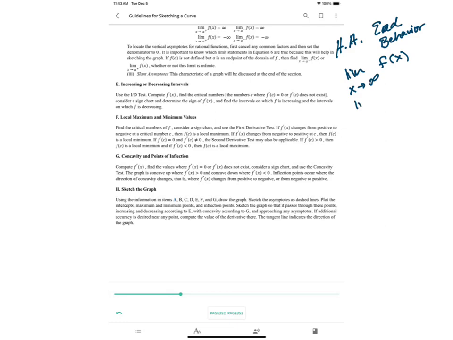If you want to look at the opposite end, you take the limit to negative infinity. That's going to tell you what your tails are doing. Evaluate the limits at infinity to find your horizontal asymptotes.